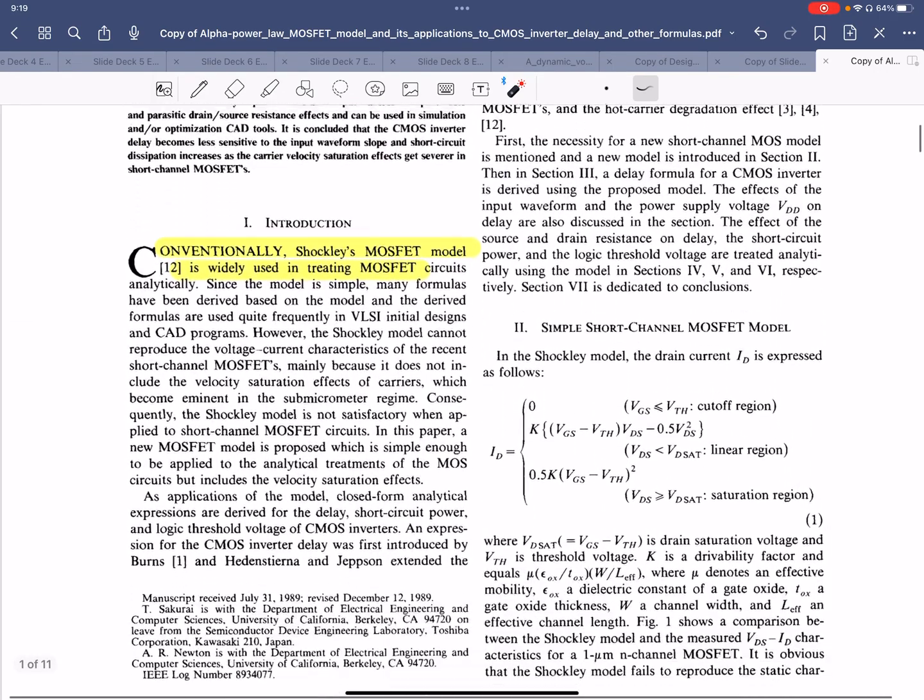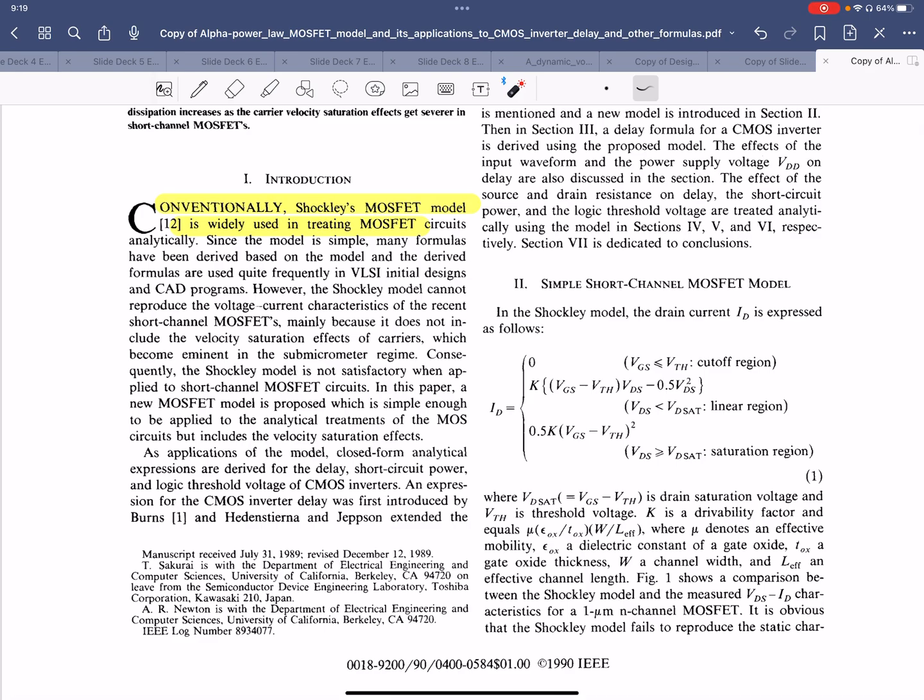So it's saying that's typically used, but the Shockley model can't deal with the short channel effect models, and most of that is caused by velocity saturation. Again, we have a lecture on velocity saturation, the high electric fields and such, so you might want to take a look at that to brush up on the background.